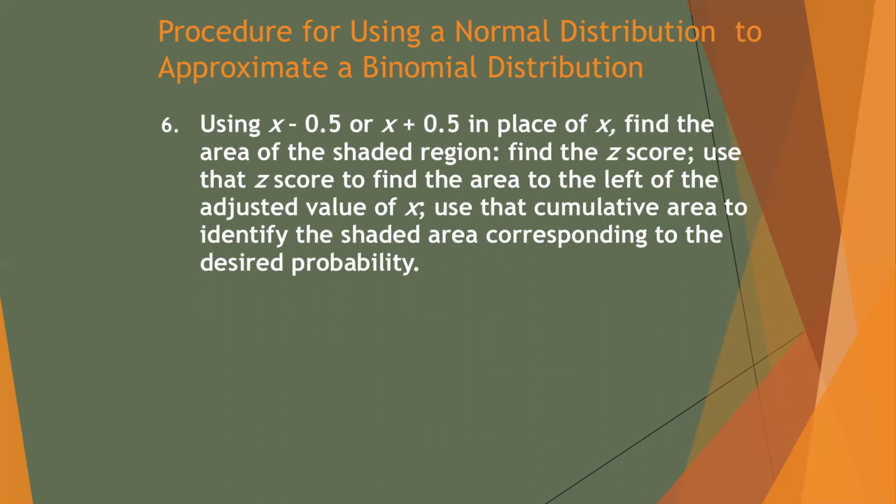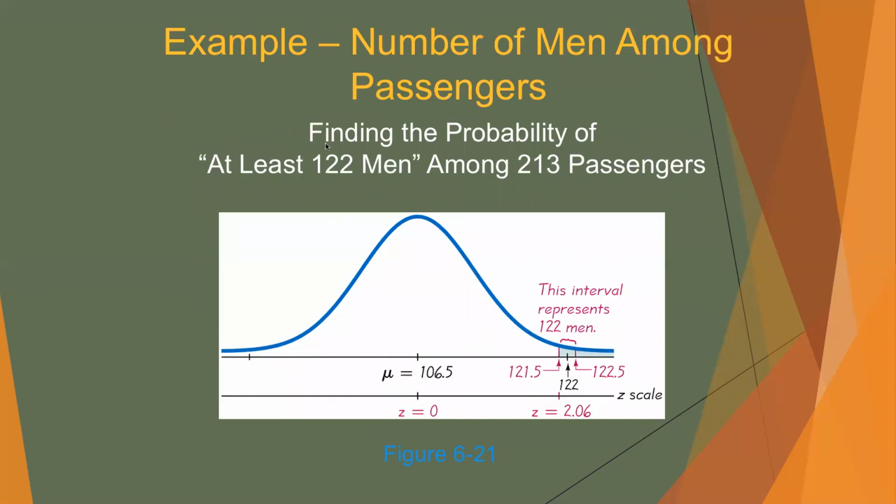So step 6, using that, find the x, find the area of the shaded region, find the z-score, use the z-score to find the area to the left, and adjusted value. So, for example, if you find the probability of at least 122 men among 213 passengers, you actually go to 121.5, at least, meaning that and greater, right? So that's that blue area that's shaded. If you want to find exactly 122, it would be this interval between 121.5 and 122.5.